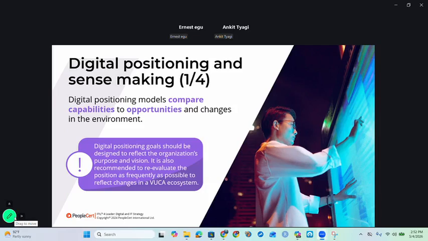Digital positioning goals should be designed to reflect the organization's purpose and the vision statement. It also is recommended to reevaluate the position as frequently as possible to reflect changes in the VUCA ecosystem, the highly volatile, highly uncertain, highly complex, highly ambiguous environment. In those cases, we need to review the positioning of our organization very frequently or as frequently as possible.